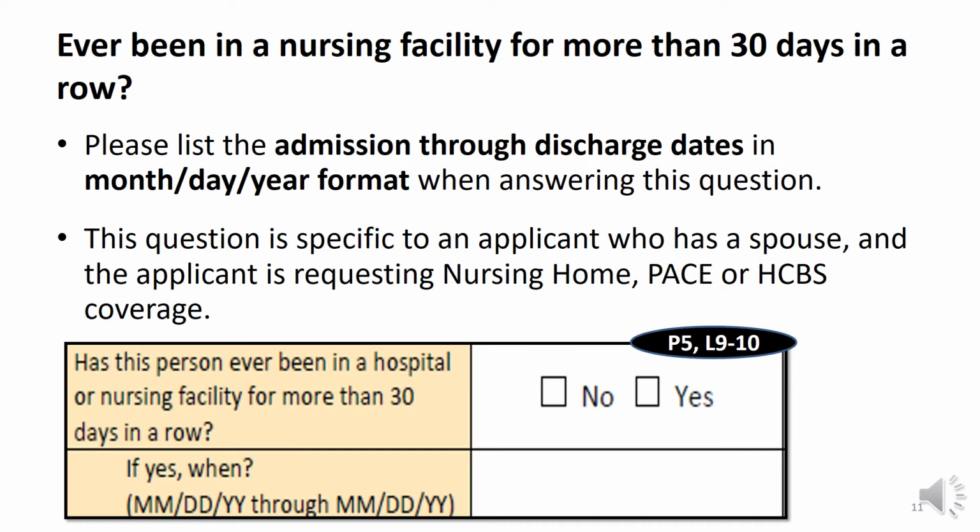Ever been in a nursing facility for more than 30 days in a row? Please list the admission through discharge dates in a month, day, year format when answering this question. This question is specific to an applicant who has a spouse and the applicant is requesting long-term care coverage such as nursing home, PACE, or HCBS programs. KDHE needs to know the applicant's first 30 days stay in a hospital or nursing home. This will determine the month and the year that KDHE's eligibility team requests resources to determine how much a spouse can protect of the couple's resources.